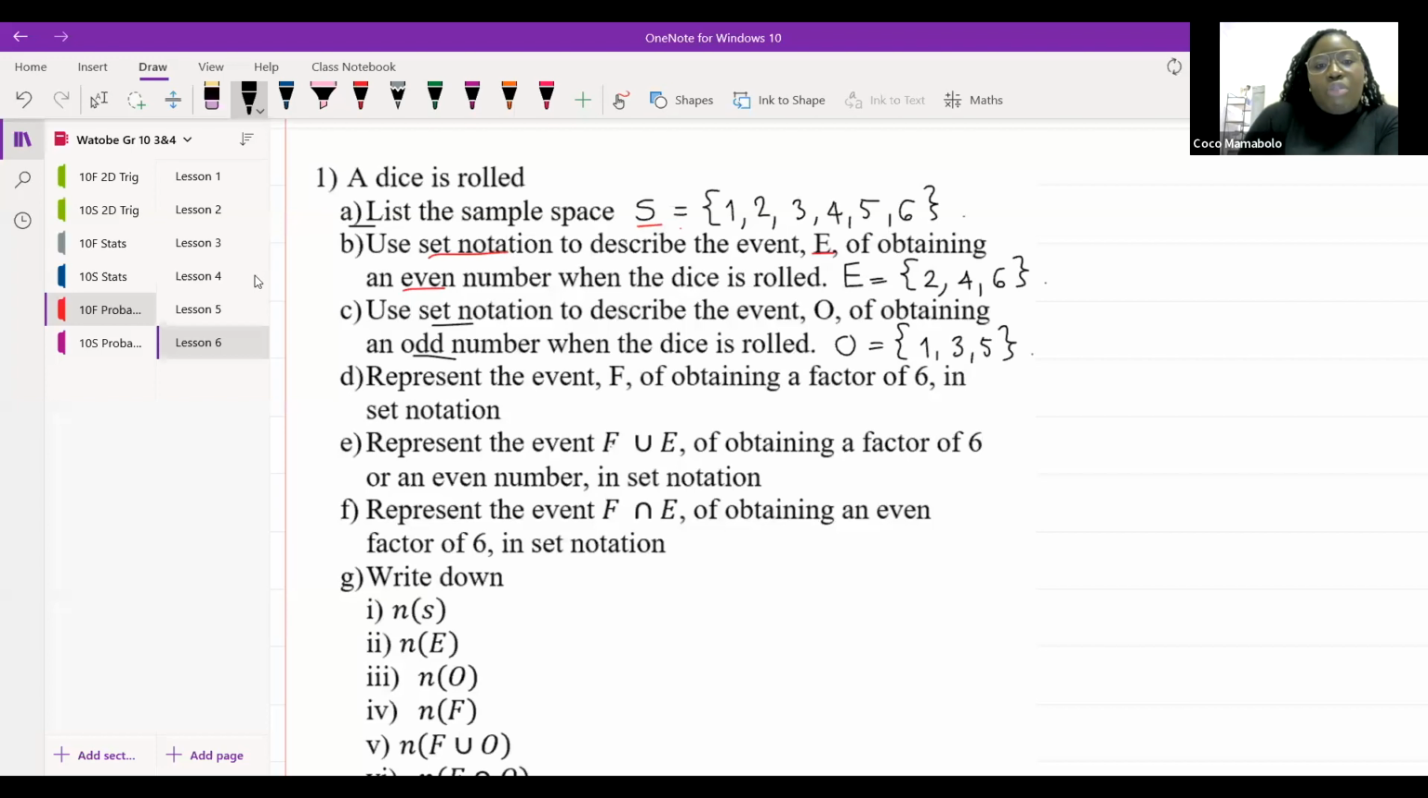Now it says, represent the event of obtaining a factor of 6 in set notation. Again, set notation. How are we going to start? F equals, open bracket. 1, 2, 6. And there's 3 missing. So 1, 2, 3, 6. Beautiful. Done. So we're off to a great start.